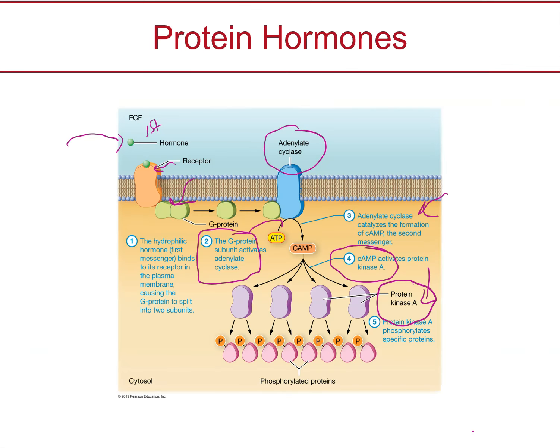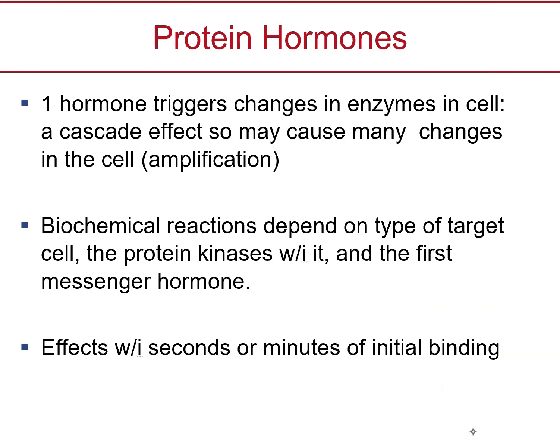So if you look at the picture, we had one hormone, but we activated many of these enzymes, these protein kinases inside the cell. So we get a very fast response, right? It's amplified. One can cause numerous outgoing. And the biochemical reactions are pretty complicated. They depend on the cell, like what kind of cell is it? Is it a fat cell? Is it a muscle cell? What are the protein kinases in it? And the hormone. But we do know that it's very fast. So you get your effects usually within seconds or minutes of binding.